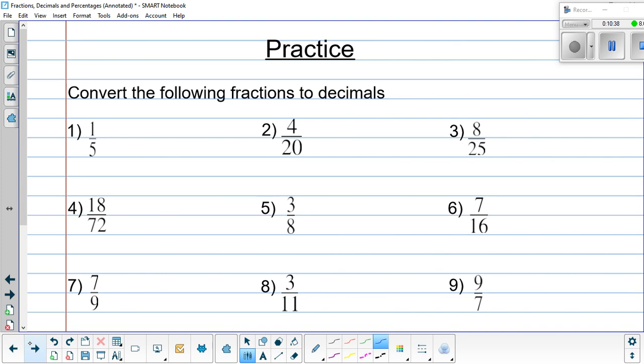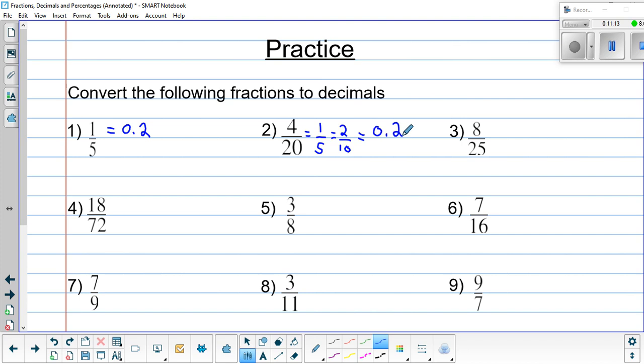So here are a vast amount of fractions to decimals for you to do. Pause the video. When you're ready, press play and we'll go through the answers. Okay, so welcome back. First couple, we'll just state the answers. So 1/5 is 0.2. 4 over 20 can be simplified, we can divide by 4, to 1 over 5, which is 2 over 10, which is 0.2.